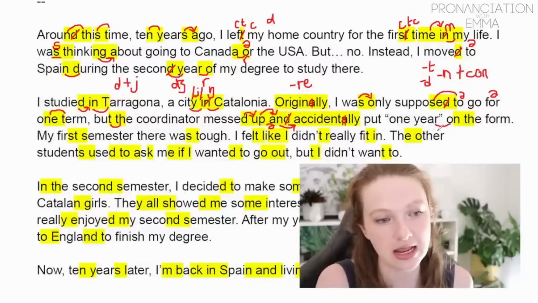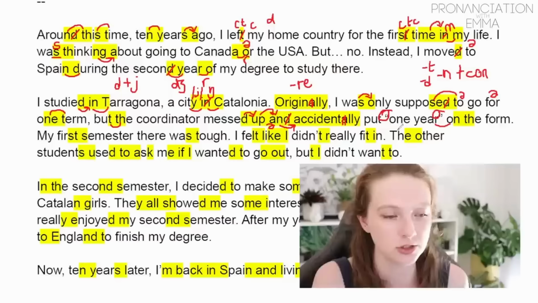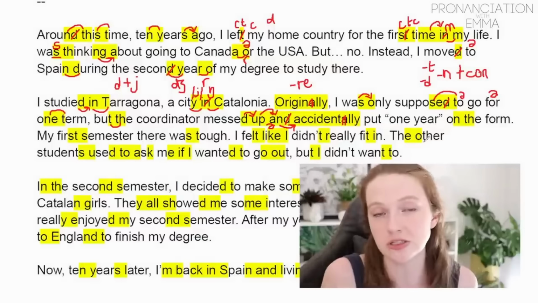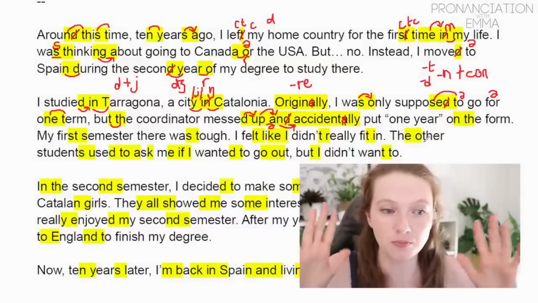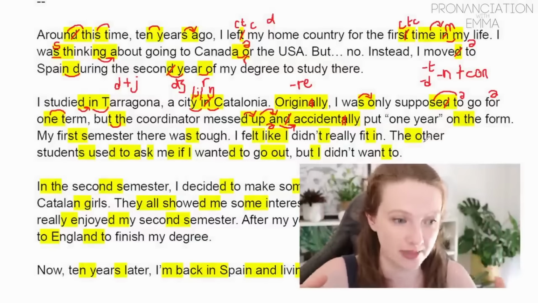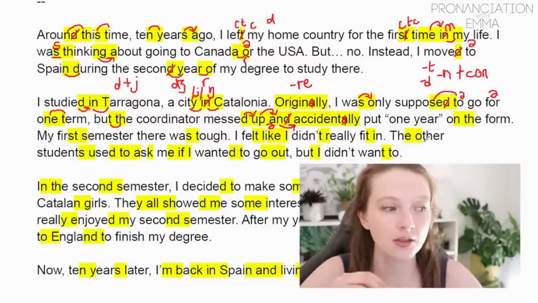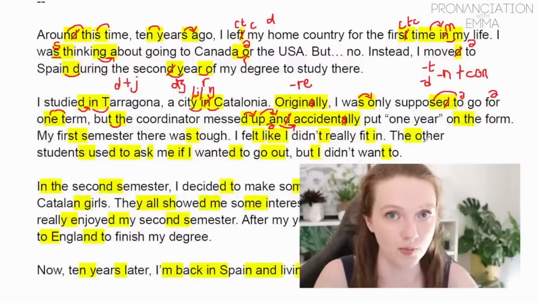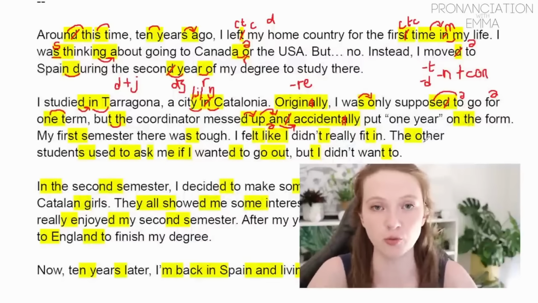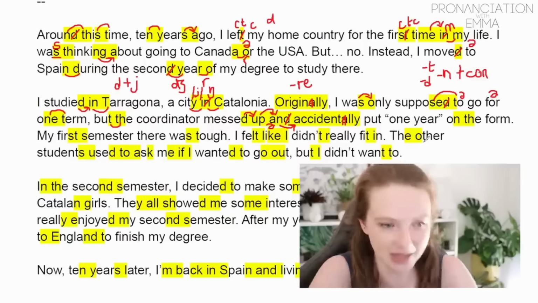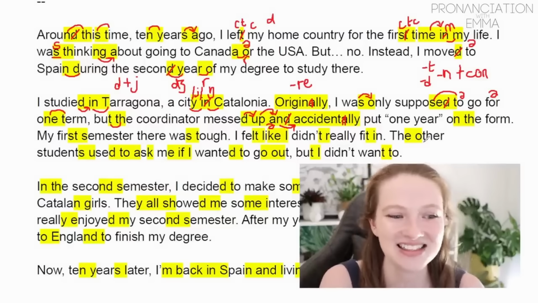Yes, as we've got it in, what's it called? Little quotation marks here, speech marks, whatever. I don't necessarily have to connect it because I'm putting a pause there. I want to put emphasis on this. So I can say, the coordinator messed up and accidentally put one year on the form. So you see how it can be read in two different ways. Messed up and accidentally put one year on the form. Messed up and accidentally put one year on the form. Naturally, I want to link it, but just know that it can be linked.